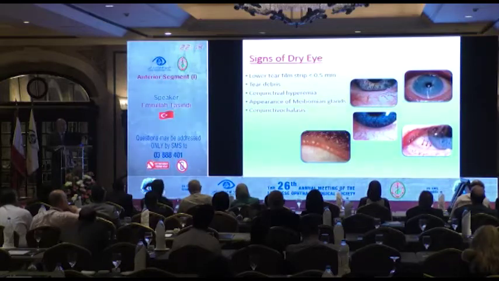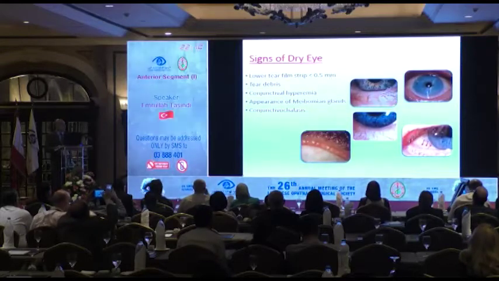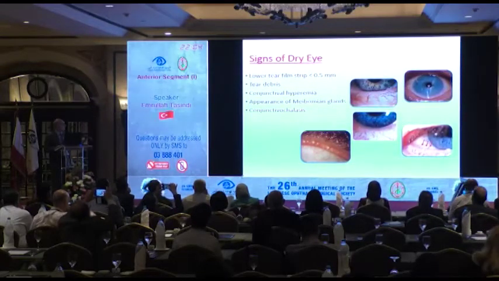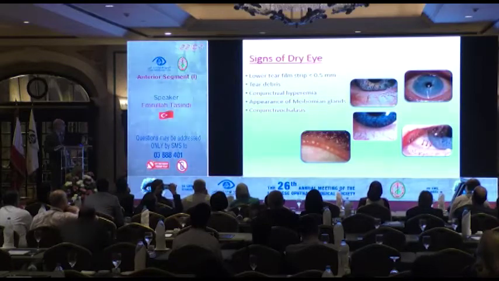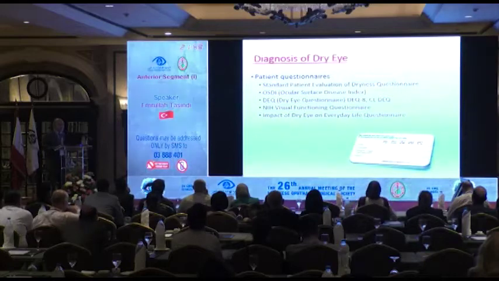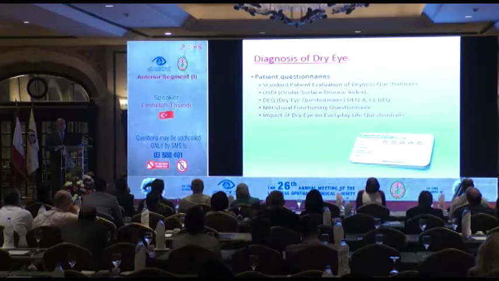We also know the signs, but when we look at them in the polyclinics, if we don't have time, this workshop advises us first to look at the lower tear film strip, tear debris, conjunctival hyperemia, appearance of the meibomian glands, and conjunctival chalazes. If we just see these signs, this patient has to be defined as dry eye and has to be examined. Also, the questionnaires are very important if we have time and staff.